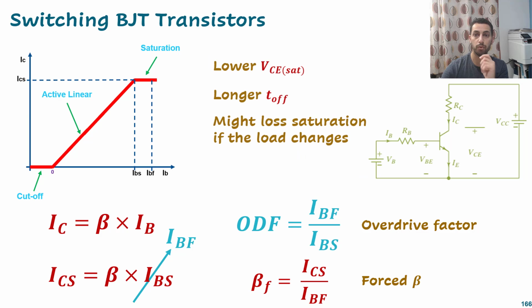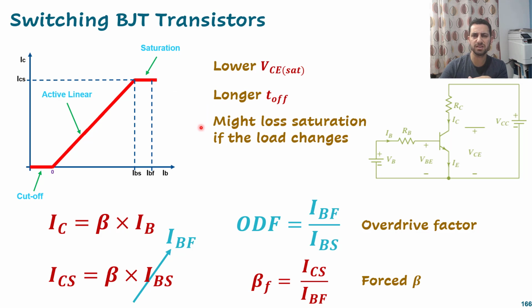But again, pushing to more saturation means lower VCE sat, yes, but longer turn off time. If I'm now deep in the saturation here, I have to go back all that distance to turn off. But if I am here, I just go a shorter distance, okay? So that means in the overdrive scenario, I have to remove more charges before turning off the transistor.